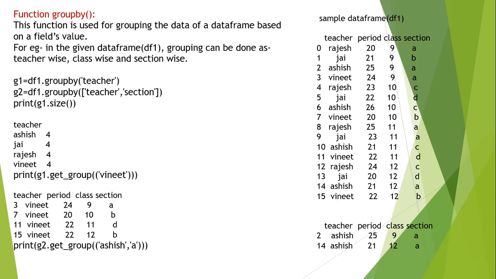Why? Because Ashish is repeated 4 times, but only 2 rows have resulted, because we have to group according to the section also. And for Ashish, section A has been repeated only 2 times, so the total combination for this is these two elements only. You can see that for teacher we have Ashish, for periods 25 and 21, for classes 9th and 12th, and for section A and A. Why so? Because the grouping has been done according to the teacher as well as the section.